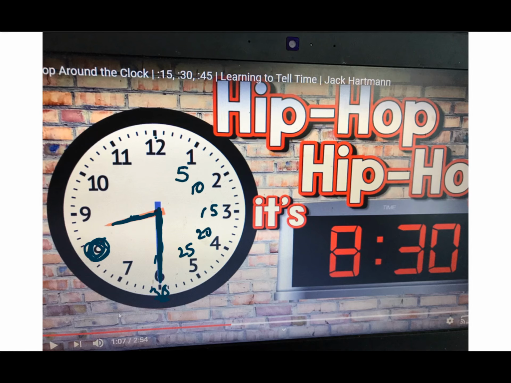Or we could say this is half the clock. Is that correct? Remember when we drew a circle, we saw that it was half. This is half because the parts are equal. And we could say it's half past 8 o'clock. Or we could say it's 8:30. Boys and girls, let's continue. We'll go back and we'll review all that. That's a lot of information.